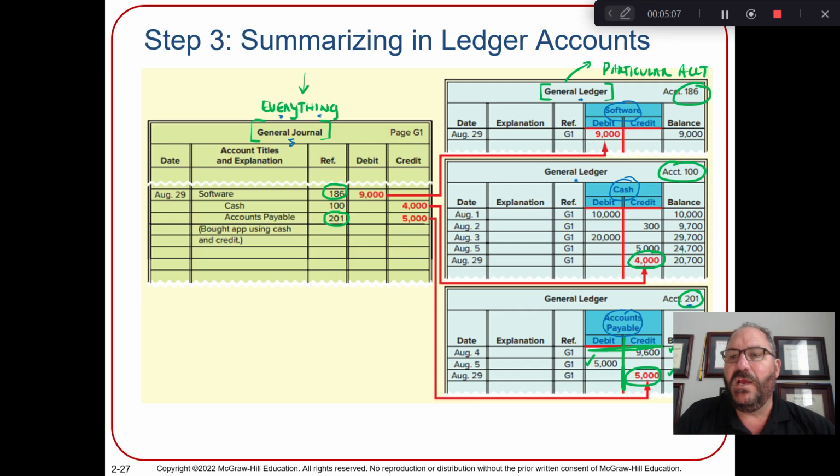And in this particular account, it'll always show you the balance, where you're at. Like right now, our balance is $9,000 debit. Right over here, our current balance now is $20,700. Okay?